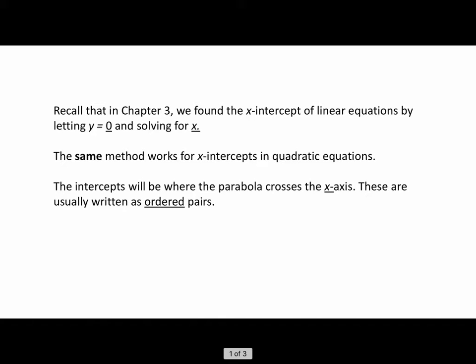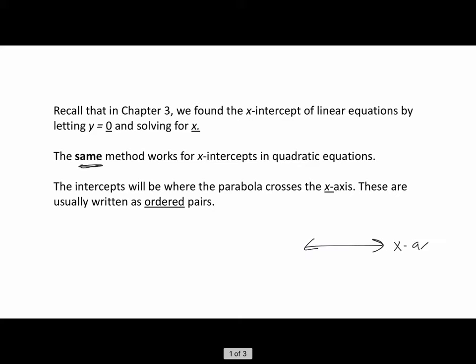Recall that in Chapter 3, we found x-intercepts of linear equations by letting y equal 0 and solving for x. We're going to use the same method to solve for the x-intercepts in quadratic equations. The intercepts this time will be where the parabola crosses the x-axis.